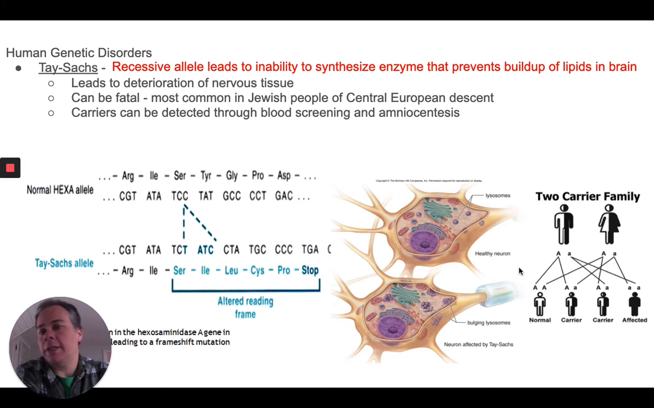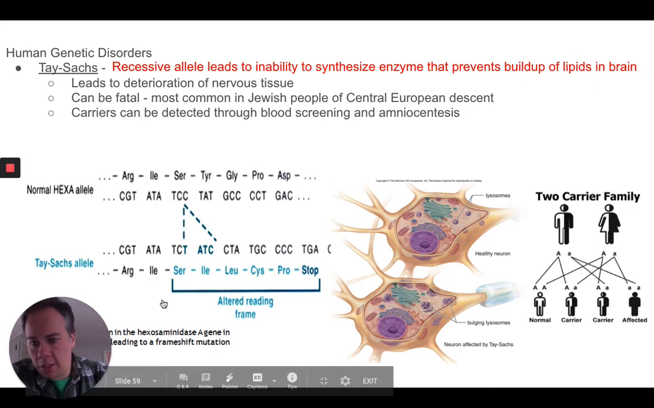Another example is called Tay-Sachs disease. This is again a recessive allele that leads to a problem in the production of an enzyme that helps prevent the buildup of fats in the brain. And Tay-Sachs disease leads to the deterioration of neural tissue. Okay, and it is more common in people of Central European and Jewish descent. And this can be tested for.